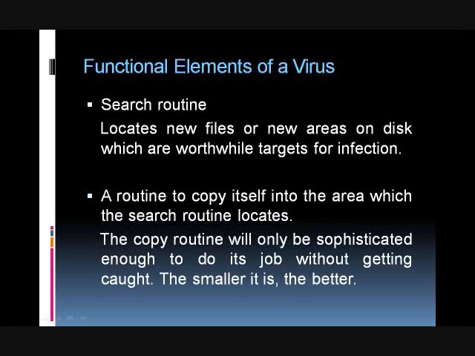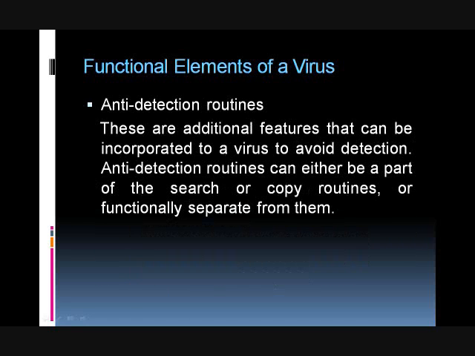Now, let's look at the functional elements of a virus. There are three main functional elements of a virus. Firstly, a virus should contain a search routine which locates new files or new areas on disk which are worthwhile targets for infection. Secondly, a routine to copy itself into the area which the search routine locates. And thirdly, anti-detection routines, which are additional features that can be incorporated into a virus to avoid detection.